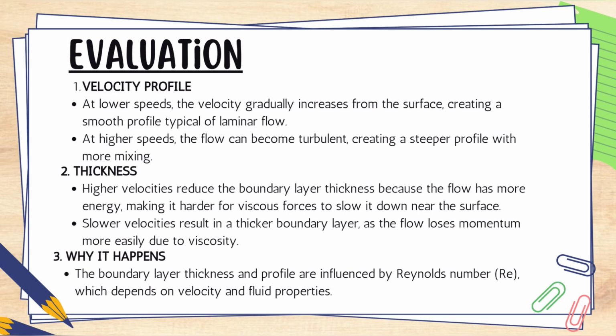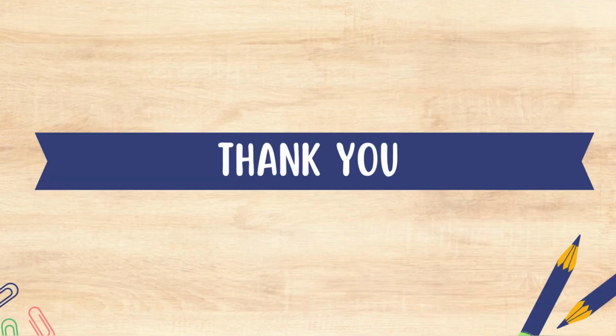Second, thickness. Higher velocities reduce the boundary layer thickness because the flow has more energy, making it harder for viscous force to slow it down near the surface. Slower velocities result in a thicker boundary layer as the flow loses momentum more easily due to viscosity. Third, why it happens. The boundary layer thickness and profile are influenced by the Reynolds number, which depends on velocity and fluid properties. That concludes our presentation on laminar parallel flow over a flat plate.